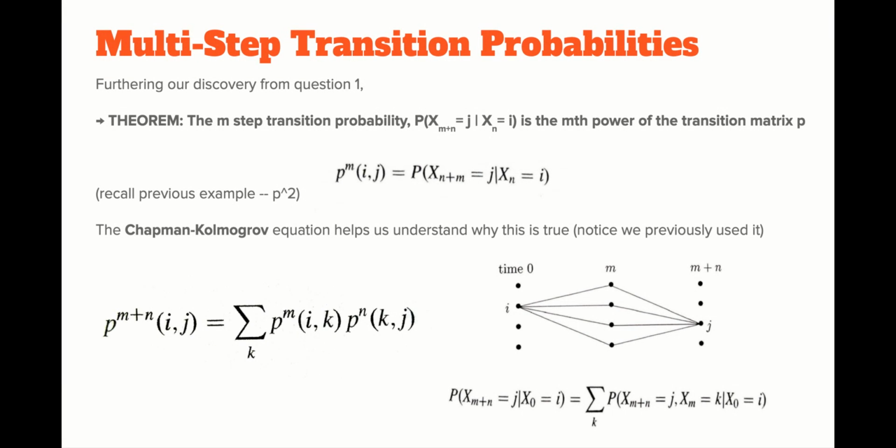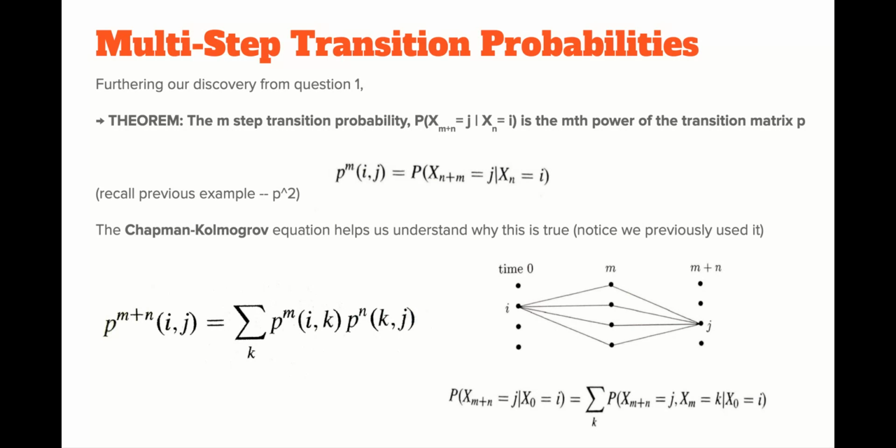So furthering this discovery, we introduced the following theorem. The m-step transition probability is the mth power of the transition matrix P. So the probability that xn+m equals j, given that xn is equal to i, is the mth power of our transition matrix because we're taking m steps here. And the Chapman-Kolmogorov equation helps us understand why this is true, but we're not going to spend too much time looking at this because we have a lot of material to cover.